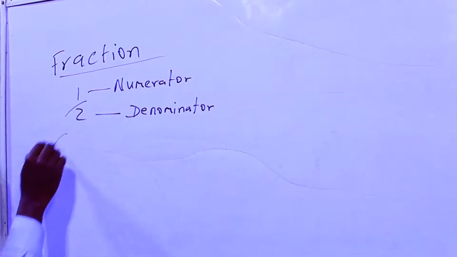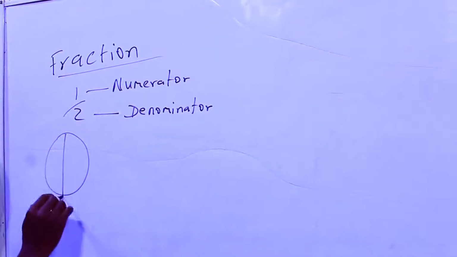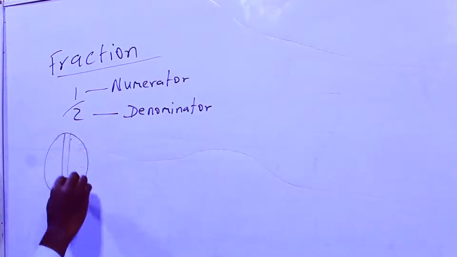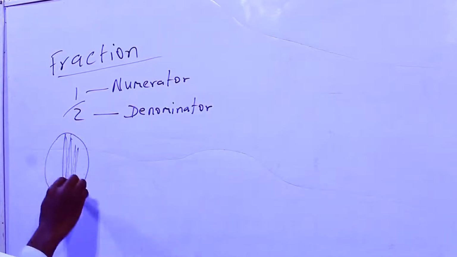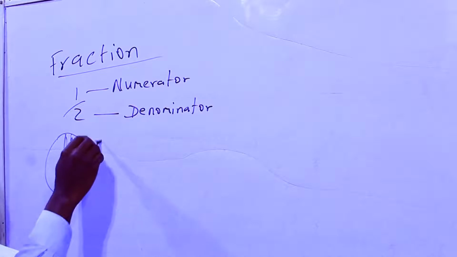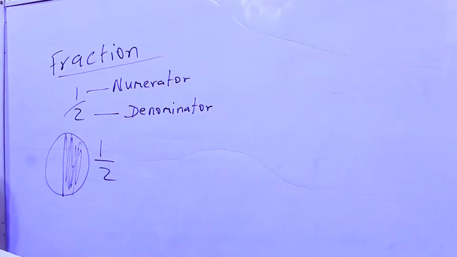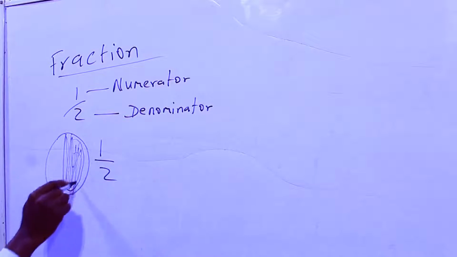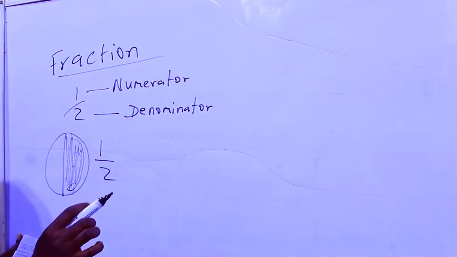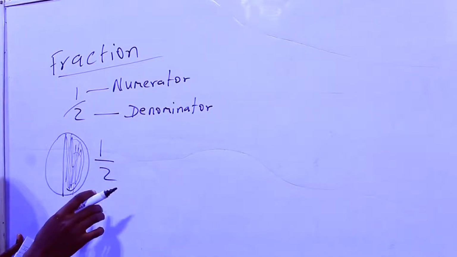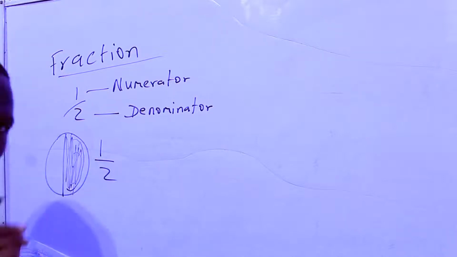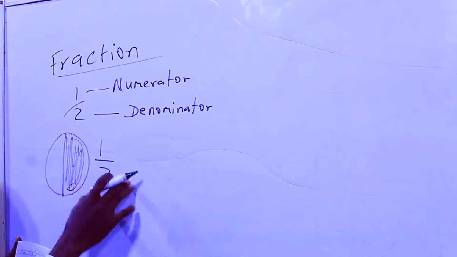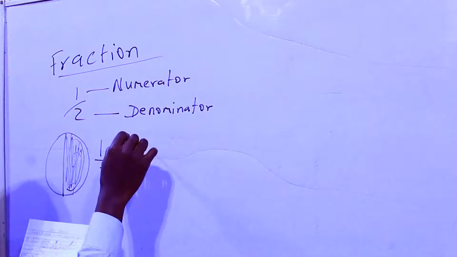Now we have a fraction like this. If I divide a circle into two and shade one, I call it 1 out of 2. It has been divided into 2, and I decide to take one out. It is now 1/2.